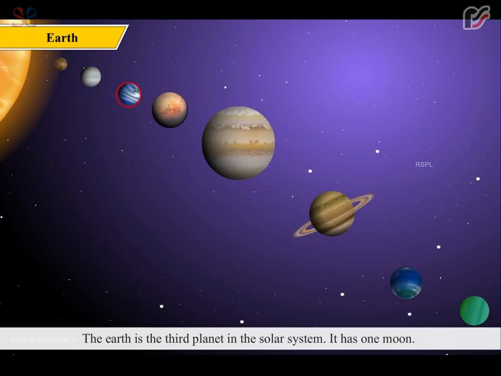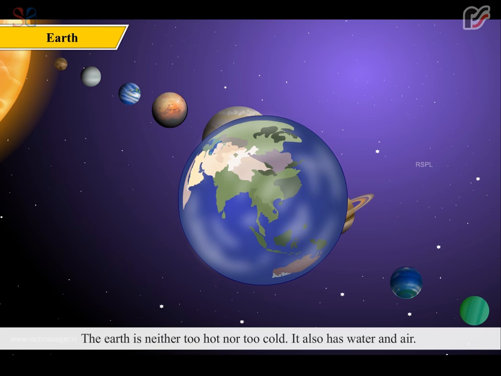The Earth is the third planet in the solar system. It has one moon. The Earth is neither too hot nor too cold. It also has water and air. Because of the presence of these features, life exists on it.